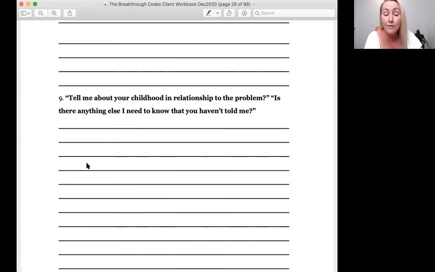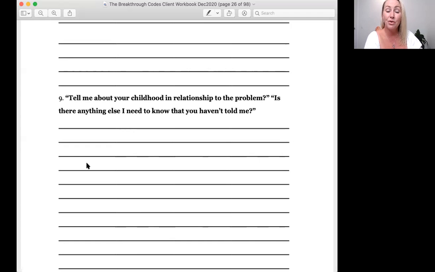So if there is something that they haven't been able to share up until this point about some major things, this is the opportunity where they get to share that. And you write down word for word what they say. So you're going to be getting more content here, which is perfect, because we need some content, don't we?